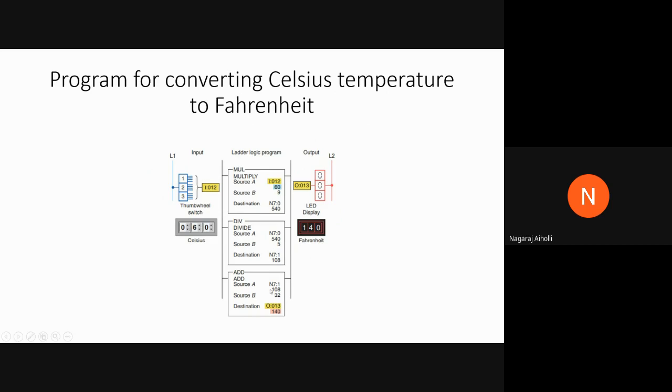This 108 is in N7:1. That is 108 of the division instruction. It is added with the value in B, that is 32. What is the answer here? 108 plus 32, it is 140. This is how the conversion from Celsius to Fahrenheit takes place. 60 degrees Celsius will be 140 degrees Fahrenheit. Okay, and that will be displayed on the output.